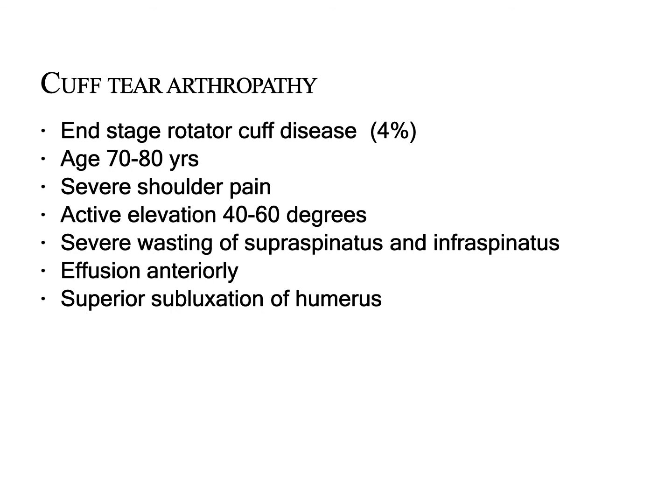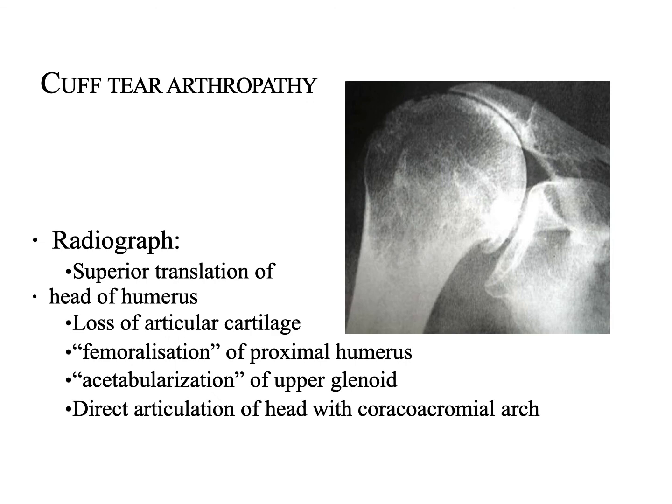Then let us move on to arthropathy. End stage rotator cuff disease accounts for about 4% of cases. Age is generally elderly patients from 70 to 80 years of age. There is severe shoulder pain, with active elevation only up to 40 to 60 degrees. There is severe wasting of supraspinatus and infraspinatus, and there is effusion anteriorly. Superior subluxation of the humerus is noted.